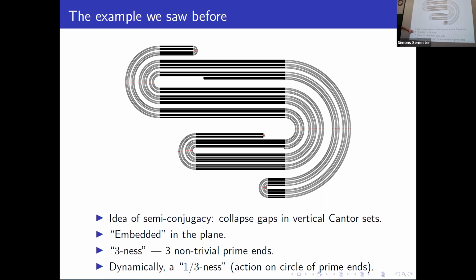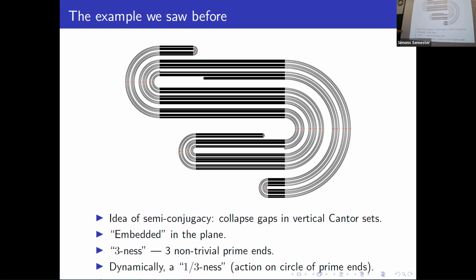The second thing to say is I haven't quite embedded this thing in the plane, because these things are not really arcs, they're just indicating where identifications are. But at least you can believe this thing can be embedded in the plane. I'll say a little bit more about that later. That's the first step in the proof, to embed these things nicely in the plane.